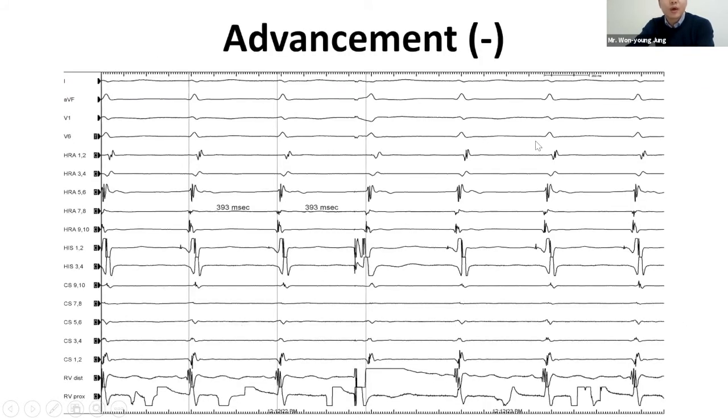It is highly suggestive of AVNRT. So to confirm the diagnosis, we performed differential pacing during tachycardia. His bundle refractory PVC was delivered and didn't advance the retrograde activation. So it means the accessory pathway is absent.